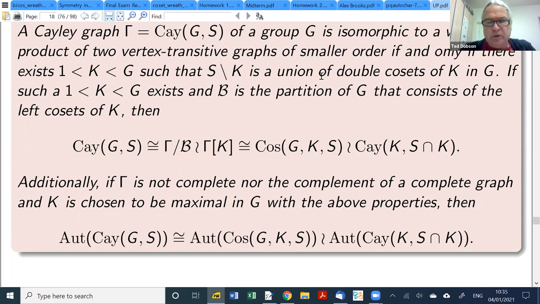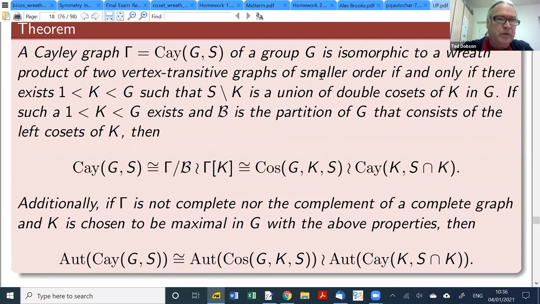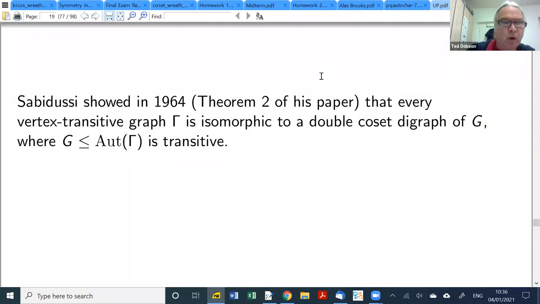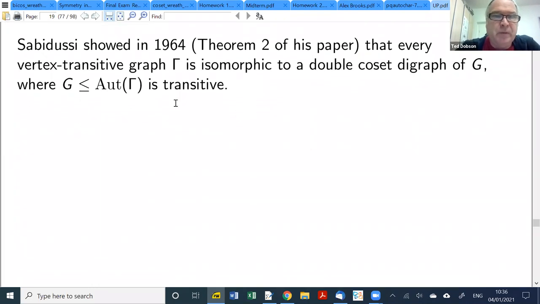Now I'd like to talk to you about a paper of Sabidussi's. In the course of thinking about, once we had the recognition theorem, what we could do with it, Rachel and I actually discovered something that Sabidussi knew a long time ago, actually in 1964. So, a paper in 1964, the paper is called Vertex-Transitive Graphs. In theorem two of his paper, he proves a very well-known result. And he proved that every vertex-transitive graph gamma is isomorphic to a double coset graph of G, where G is a transitive subgroup of the automorphism group of gamma.